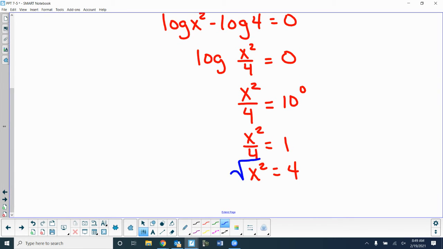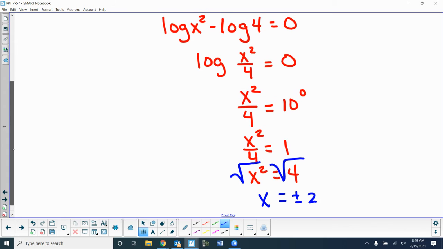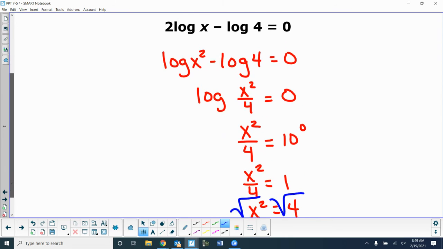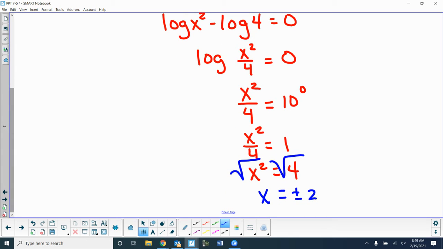Mm-hmm. Good job, Ryan. Thank you, Jonathan. Does the negative 2 work? Can I take 2 times the log of negative 2? No. So only the positive 2, right? So if we leave the answer plus or minus 2, is that wrong? Yes.